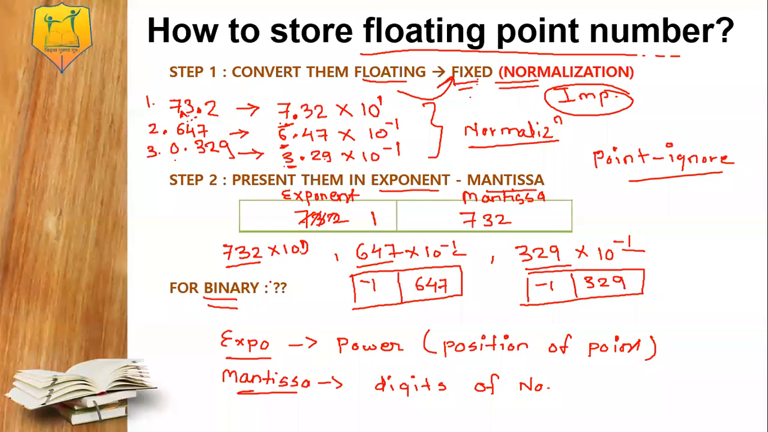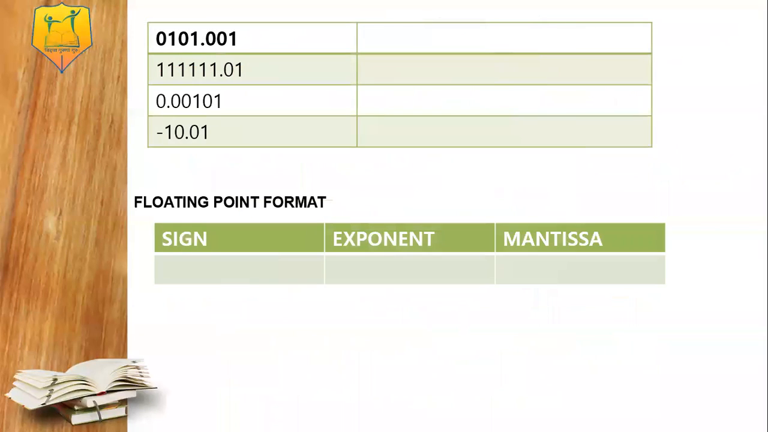But this process is a little different for binary; it is the same, but one more extra step is there. So we will work on how to store binary floating point numbers. Here I kept some examples of binary. The first example is 0101.001, next is 6 times 1.01, the next one is 0.00101, and the last one is minus 10.01. Now I hope everyone understands what we have to do.